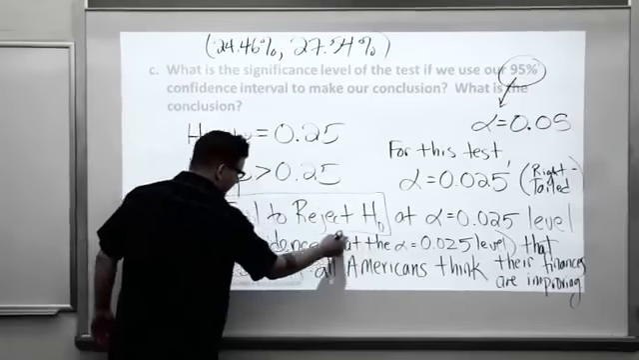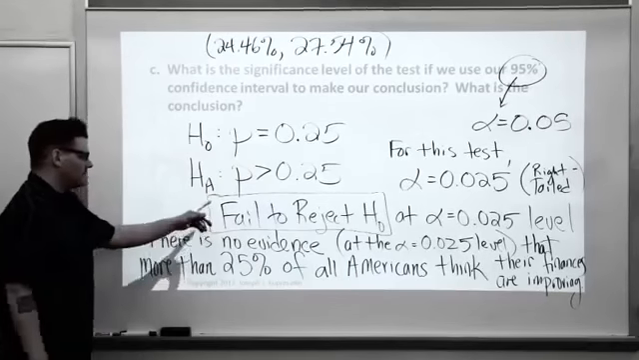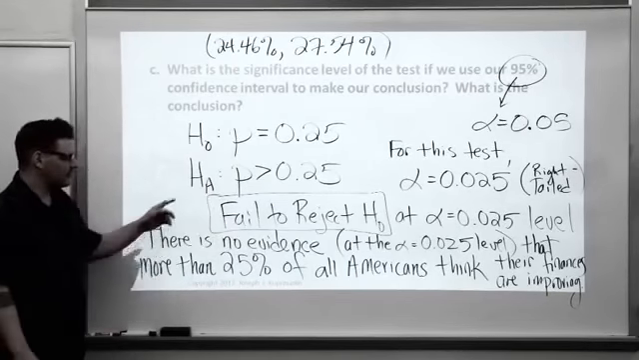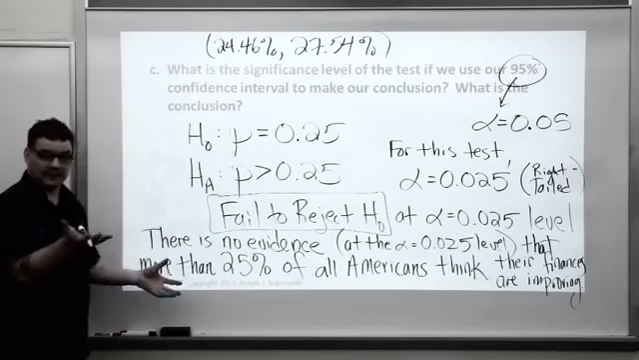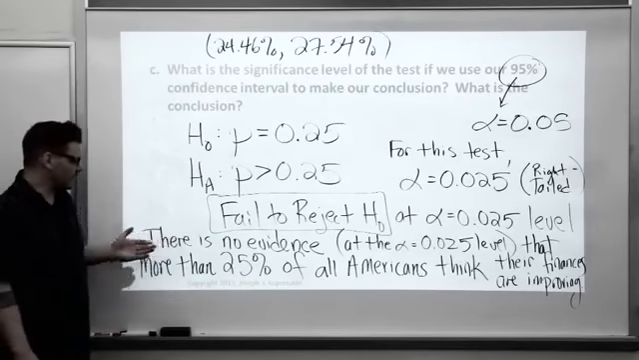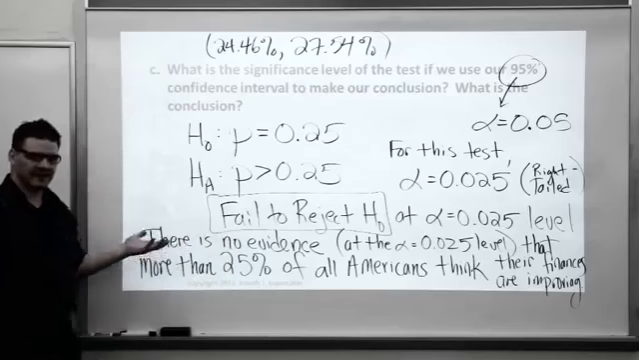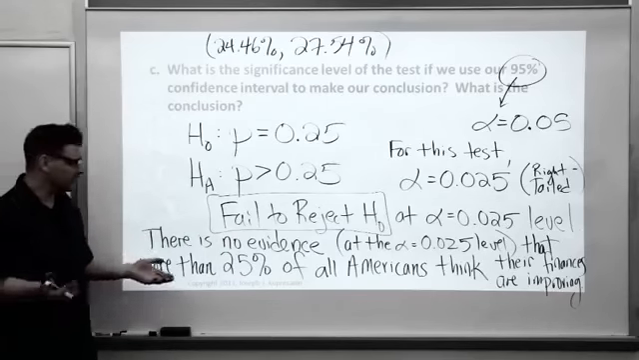Remember, we failed to reject. When we fail to reject, we write the concluding remark like there's no evidence. If we would have rejected, we would start this by saying that there is evidence, okay? But not enough evidence to change our minds.